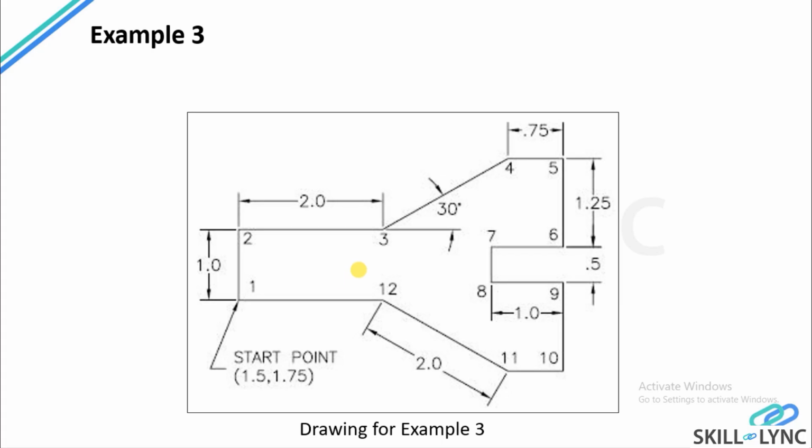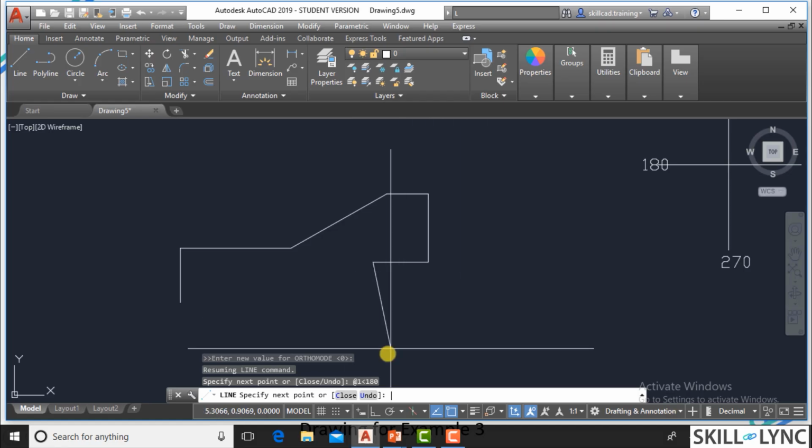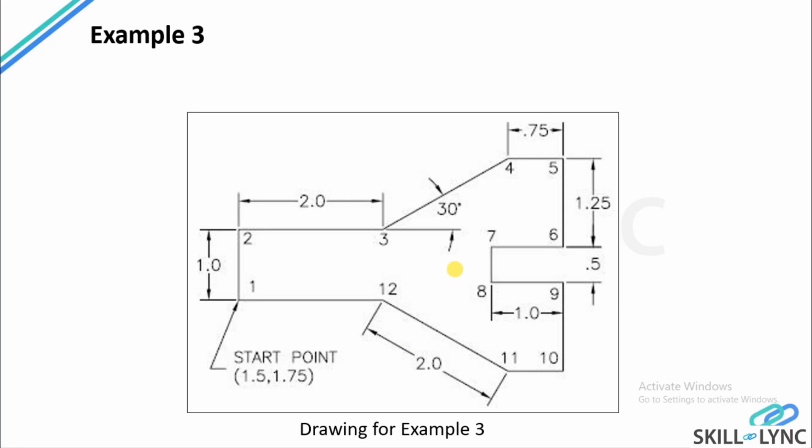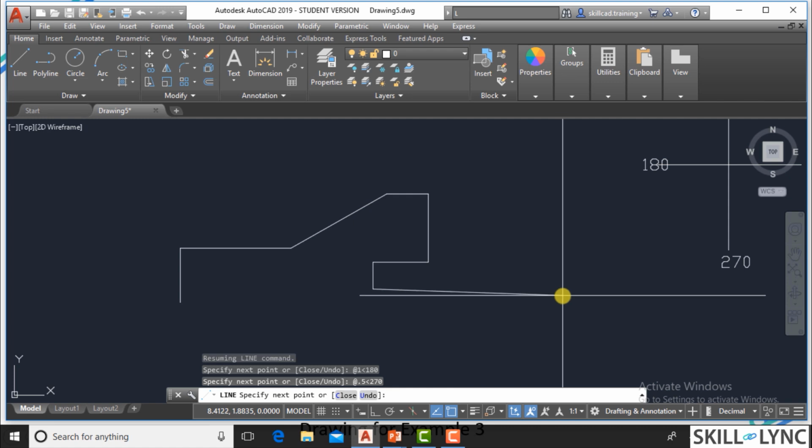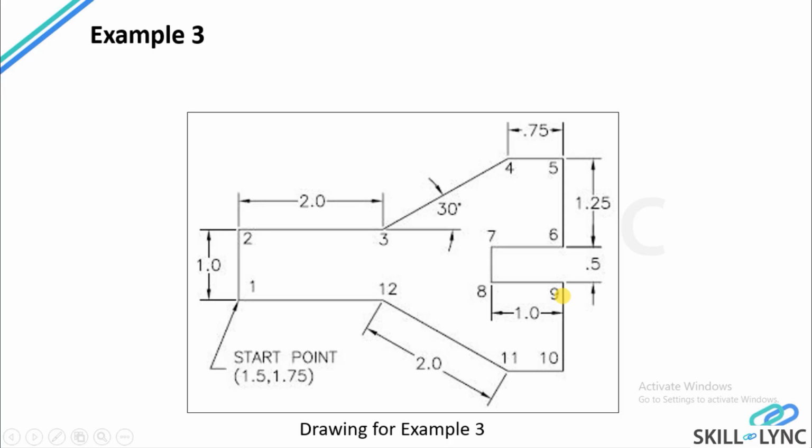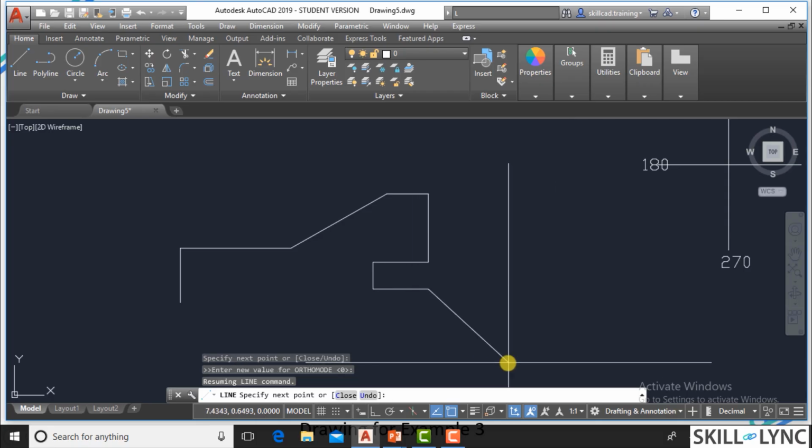Here we are. The length is 0.5 units and the angle is 270 degrees, so @0.5<270. It's so easy, right? The length is 1 unit and the angle is 0 degrees, not 180, right? So @1<0. The length is 1.25 units and the angle is 270 degrees.